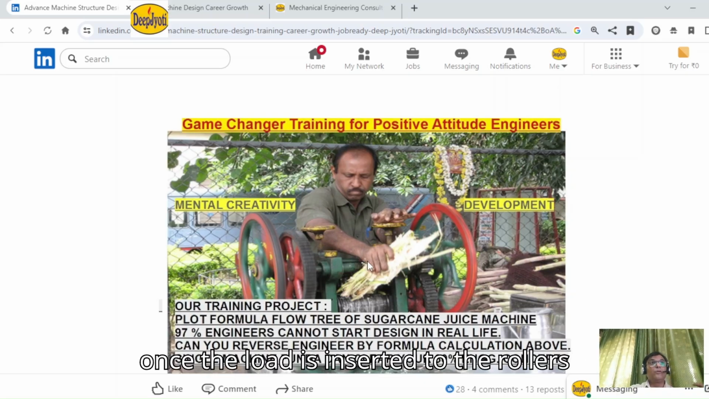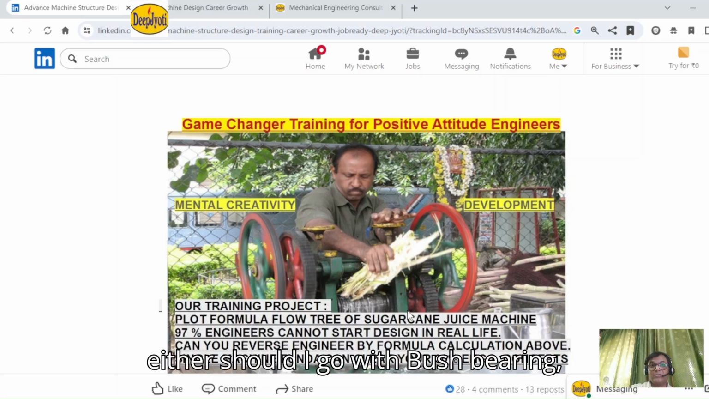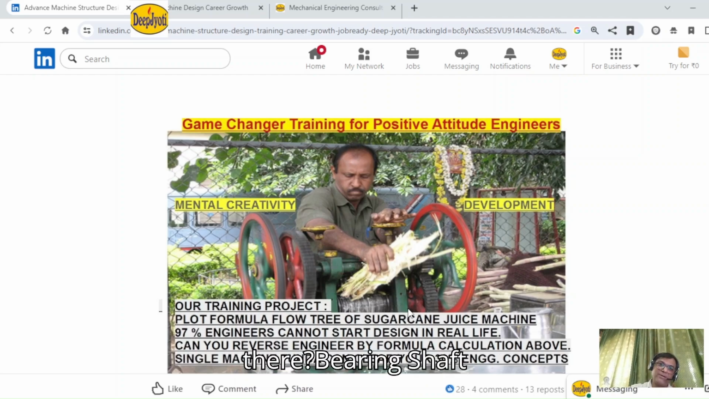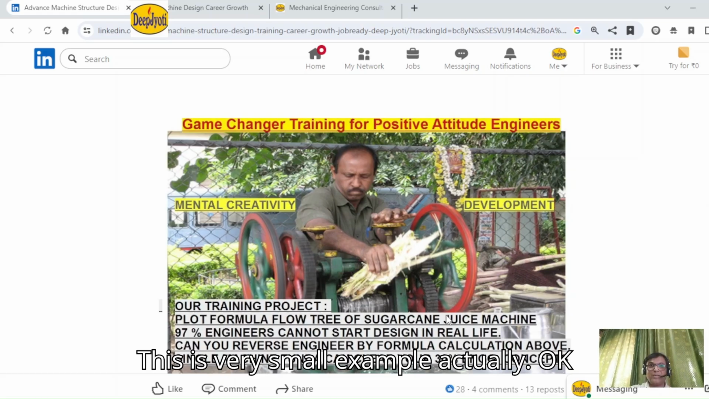Once the load is inserted between the rollers, the load is transferred to the bearings. Should I go with bush bearing, ball bearing, or roller bearing, and what should be the shaft diameter there? Bearing shaft diameter, bearing size. What load is coming on the bearing? Then the load is getting transferred to the gear, right? Gear reduction. What should be the module? This is a very small example actually, but I am trying to explain the formula flow.